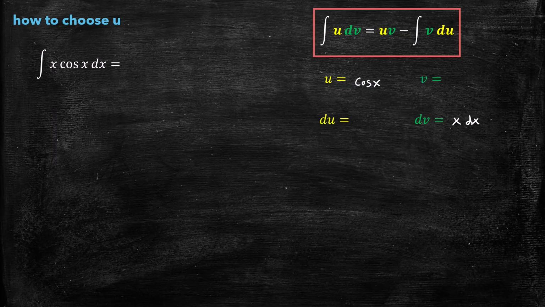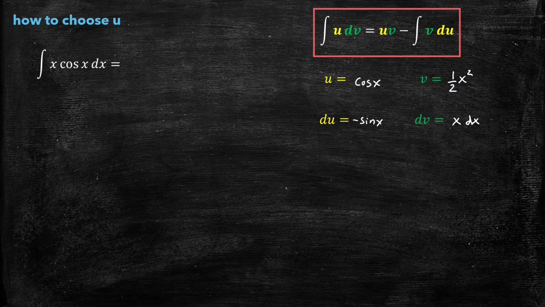The derivative of cosine would be negative sine x. And v would be the antiderivative of x, which would be half x squared. Notice we don't need plus c or anything like that because there's still an integral in the formula. So we never need the plus c until the very end when all the integral signs are removed.